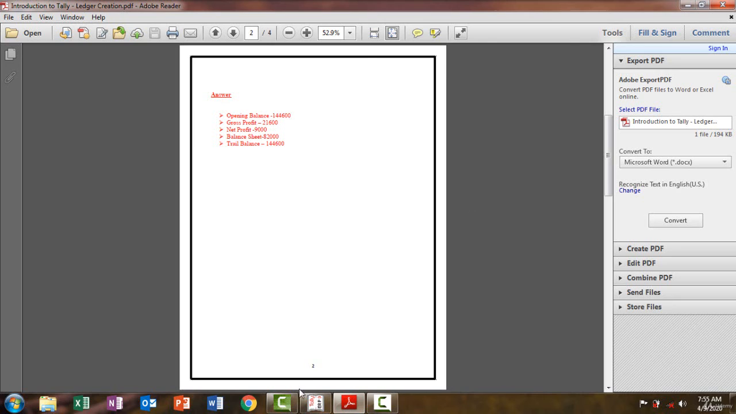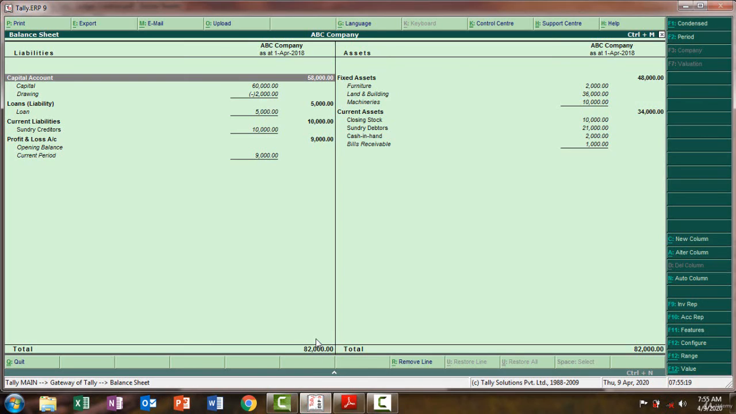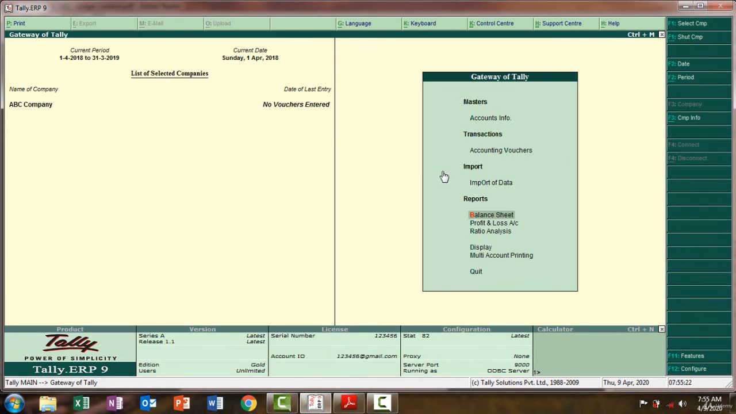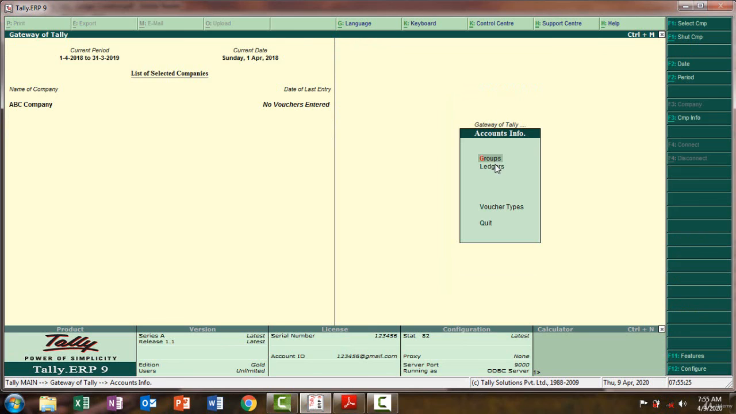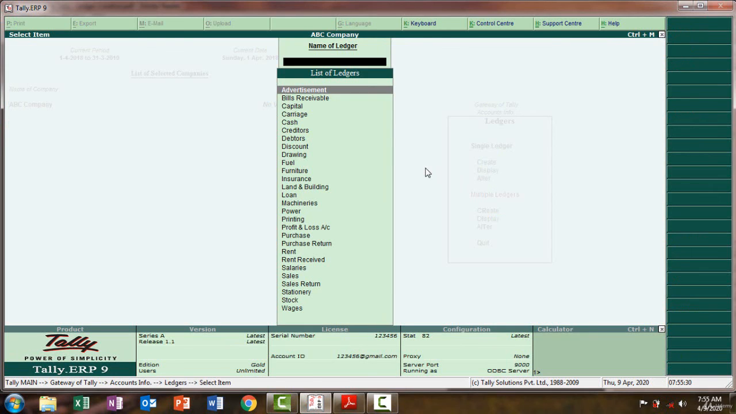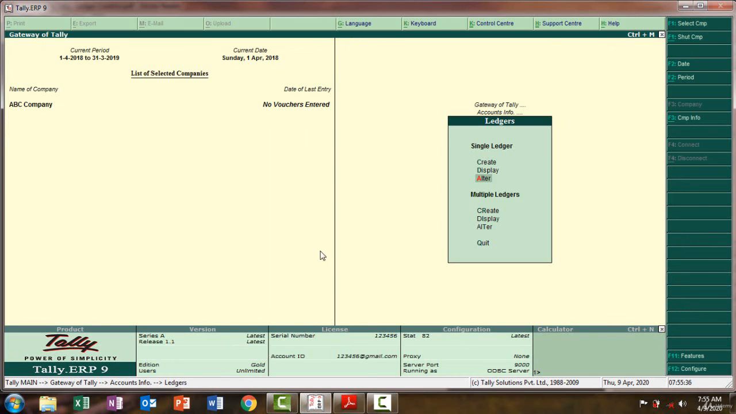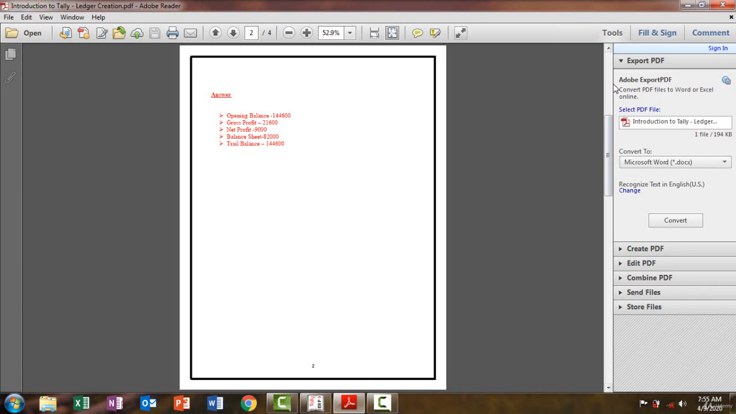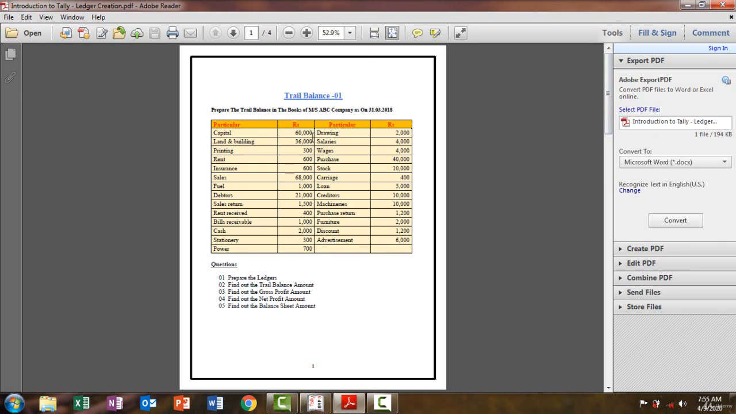Sometimes if you want to edit anything in the amount, what should we do? First go to Account Info and Ledger. If you want to edit anything in the ledgers, we can edit. For example, the capital is 60,000, but the correct one is 70,000. How can we edit? Okay, we can edit.